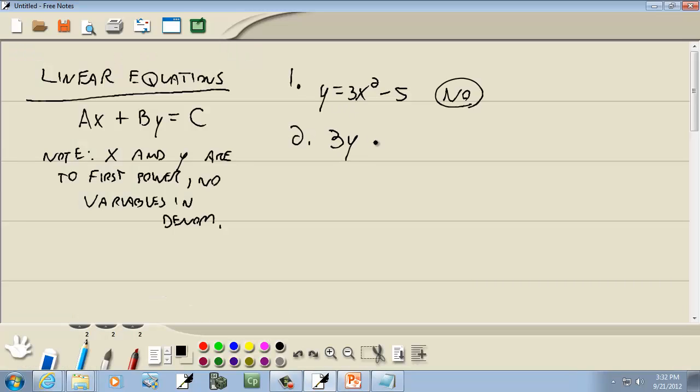Now here we've got 3y plus 2x is equal to 7. Well, we've got x to the first power, y to the first power, no variables in the denominator. This is a linear equation in two variables.